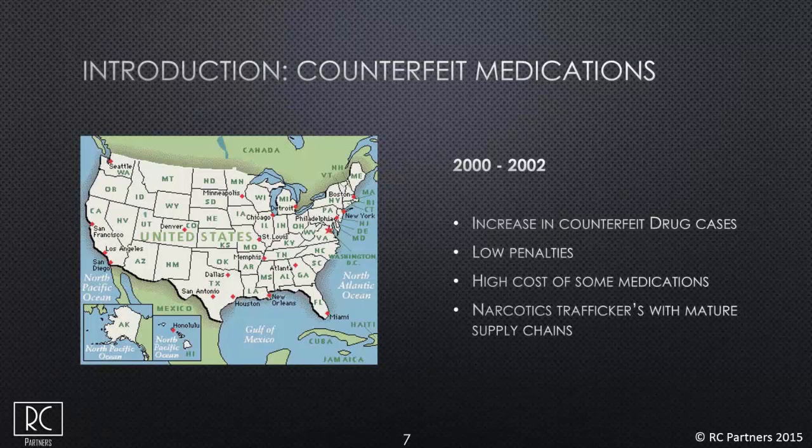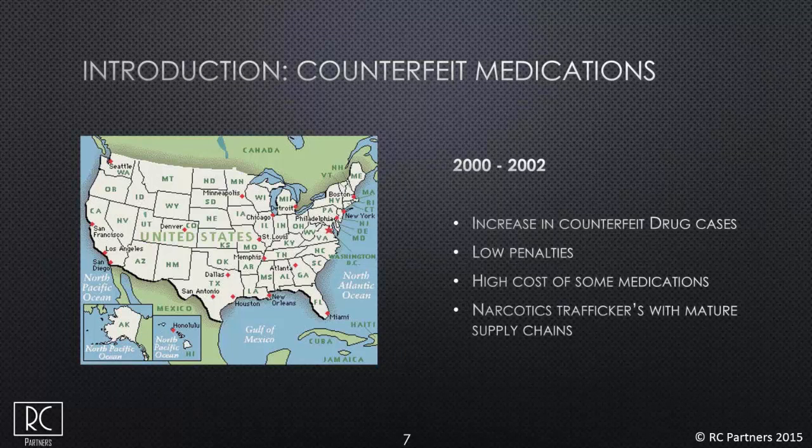First of all, there are low penalties for counterfeiting drugs. If you think about it, we all seem to be okay with certain kinds of counterfeits, counterfeit purses, counterfeit objects of other industries. But when we're talking about drugs, we're actually talking about almost poisoning people, and it borders on murder. Then there's the high cost of some medications. Some of the medications can cost up to $24,000 per vial. So there's a lot of profit to be made.